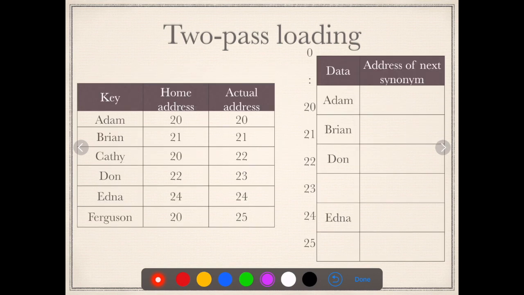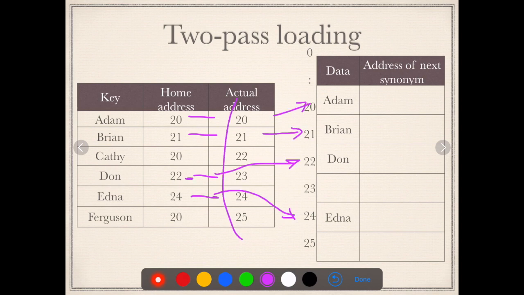So in this case, same example. We will take unique addresses and store those keys first. So you can see 20, 21 are unique. 20 is again a synonym. 22 is a unique address. 24 is also a unique address. So initially we are going to store these particular records. So these actual addresses will change. So this becomes 22 in this case.